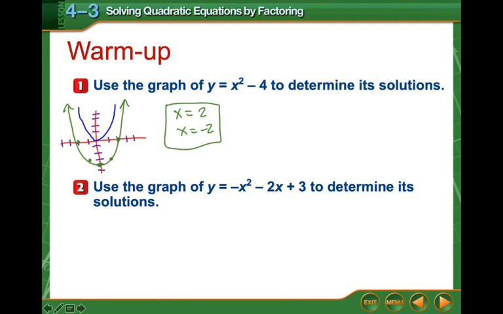But when you do that, you're just looking for where it crosses the x-axis, just like we did in that last one. And we get two answers, again, x equal to -3 and x equal to 1. So again, basically just graph it and look for where the graph is crossing the x-axis. And that'll help you out with your solutions.